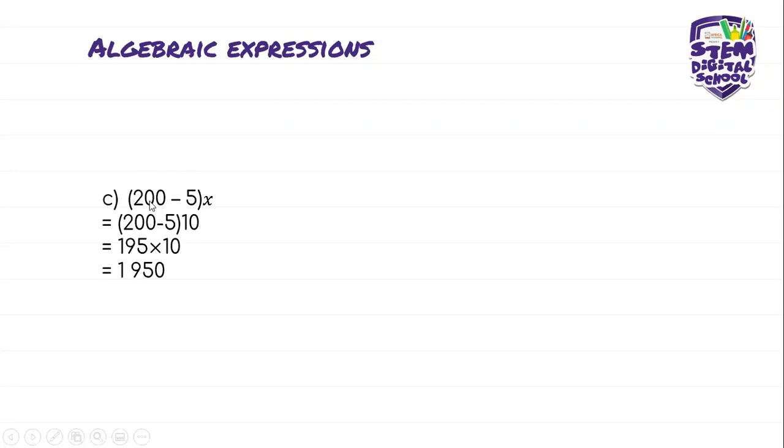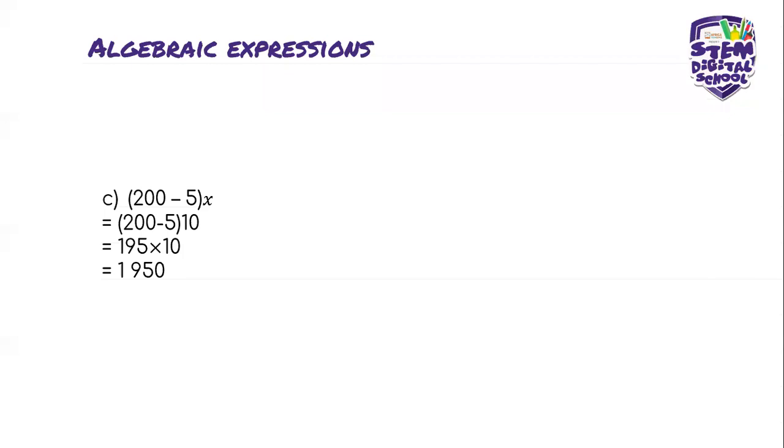That is for the simple reason you need to sort out your bracket first. In other words, you need to calculate now the contents of your bracket. Remember, these are the like terms. 200 minus 5 definitely will give you 195. And then 195 multiplied by 10 will give you 1,950. So that is how you solve this expression.